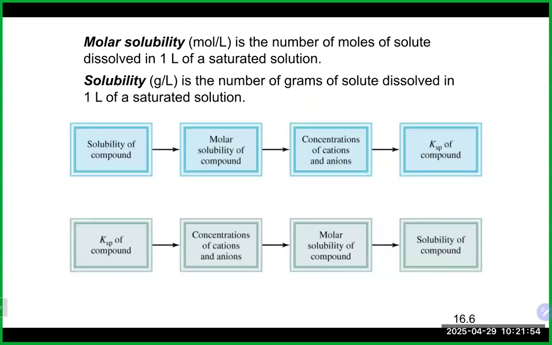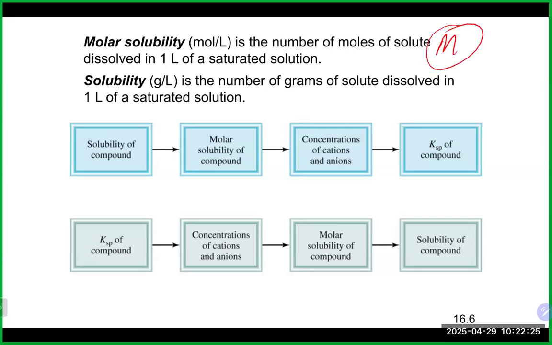Now, when we talk about Ksp, we really talk a lot about solubility. And when we talk about solubility, there are two types of solubility that we typically calculate. One is known as the molar solubility. The molar solubility is the number of moles dissolved in 1 liter of solution. It is, for all intents and purposes, the molarity, right? So that is moles per liter.